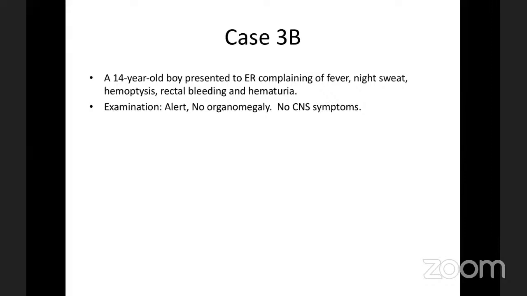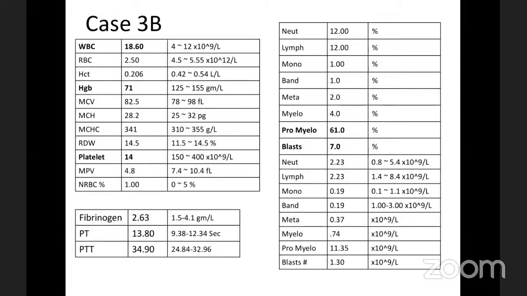That patient, I think, was 70 or 80. This patient is 14 years old, presented to the ER complaining of fever, night sweats, hemoptysis, rectal bleeding, and hematuria. He was alert, no CNS symptoms, and no organomegaly. His count shows a mild leukocytosis, anemia, and marked thrombocytopenia. His coagulation profile wasn't bad, but we were called about a promyelocyte of 61. And this time, the promyelocyte was clear enough for even the technologists to call it abnormal promyelocyte circulating in the peripheral blood.